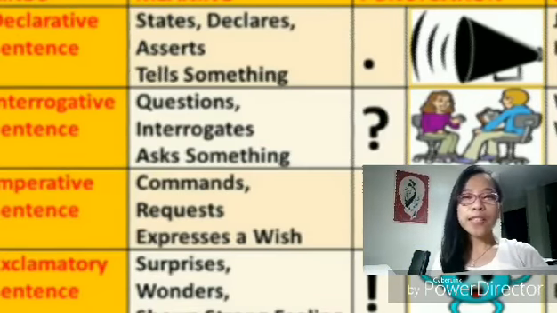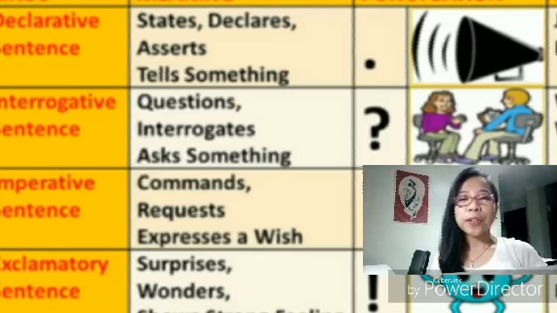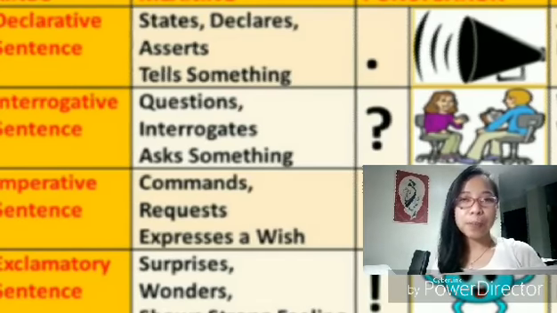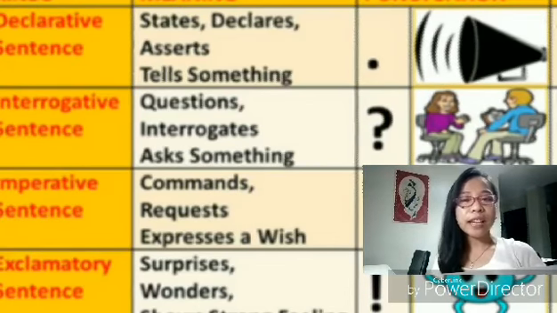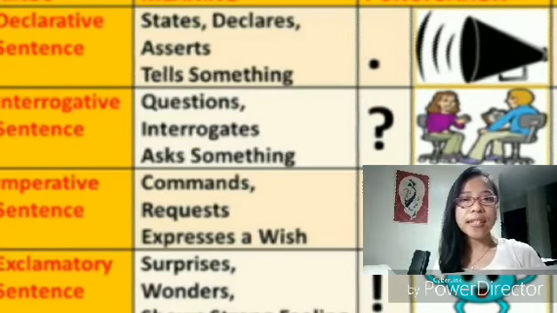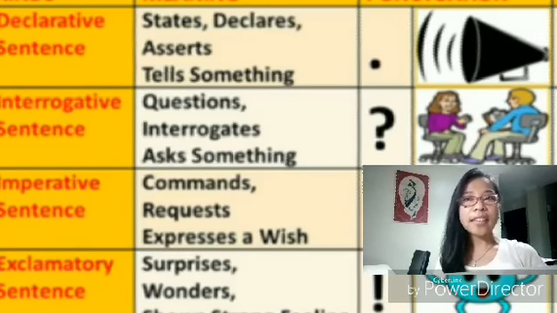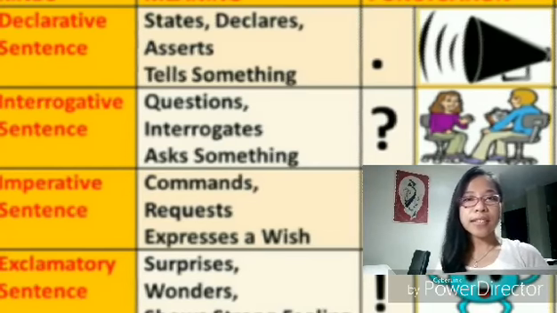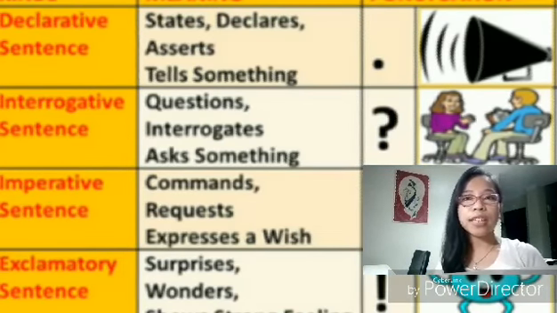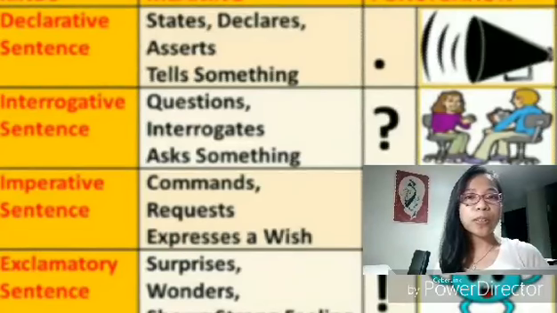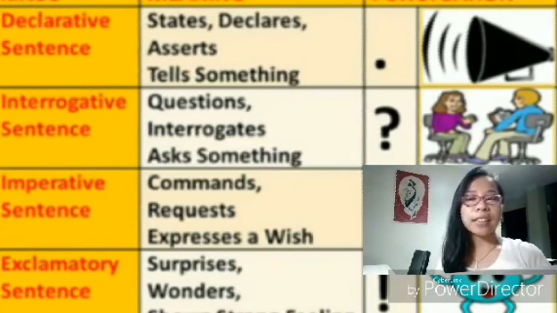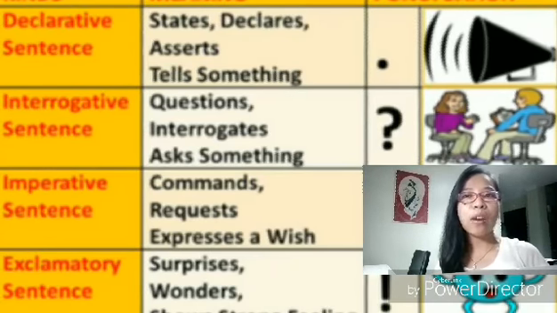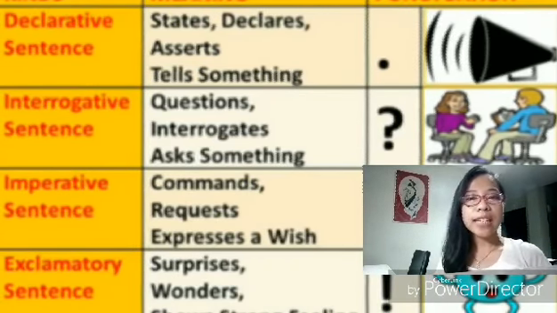Now let's summarize our topic for today. So this is all about the types of sentences according to purpose. And we have declarative sentence, interrogative sentence, exclamatory sentence, and imperative sentence. So if your sentence states, tells, asserts, or declares something, it is called a declarative sentence. And then if your sentence is in a question form or it tries to inquire something or interrogate, this is called an interrogative sentence.